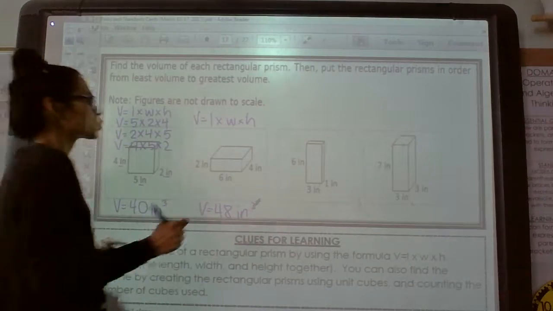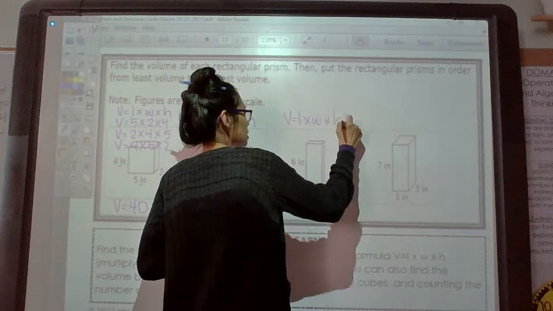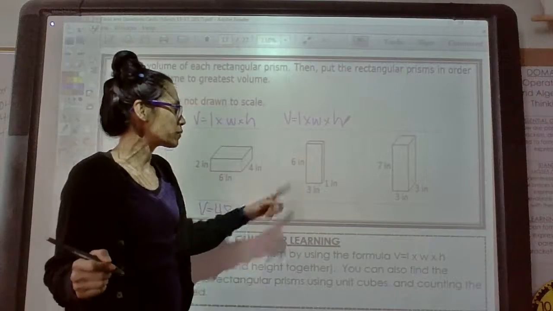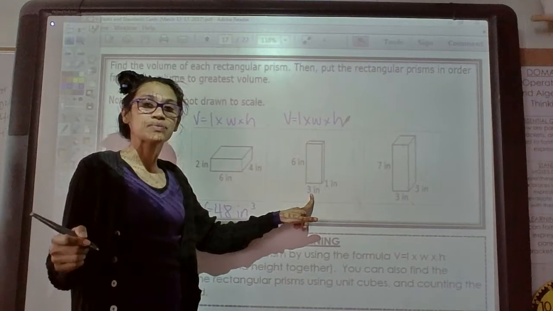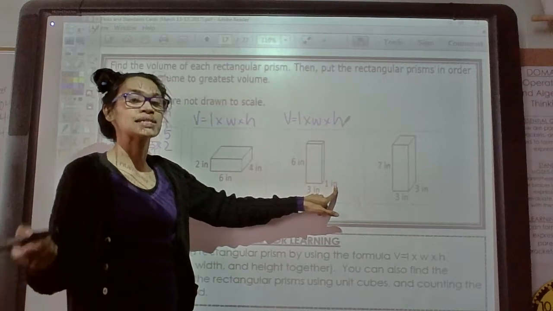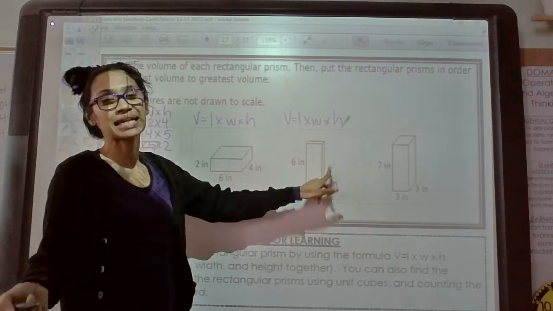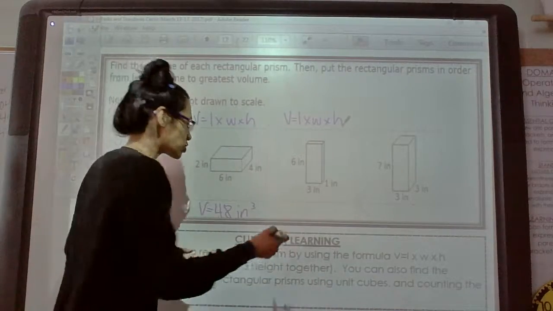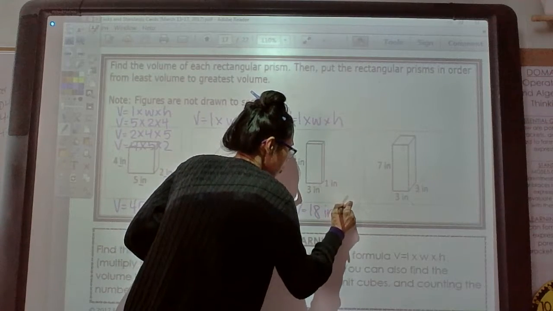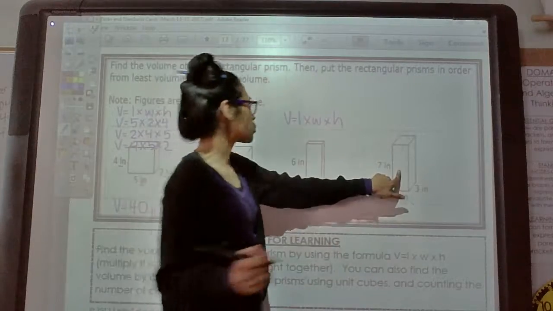All right, let's look at the next one. We're using the same formula. Volume equals length times width times height. And let's go ahead and multiply those 3 numbers, those 3 dimensions together. 6 times 3 is 18 times 1 is 18. Or we could do 3 times 1 is 3 times 6 is 18. Or 1 times 6 is 6 times 3 is 18. Whichever way, you'll still get 18. 18 cubic inches.